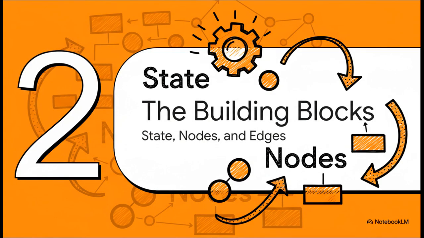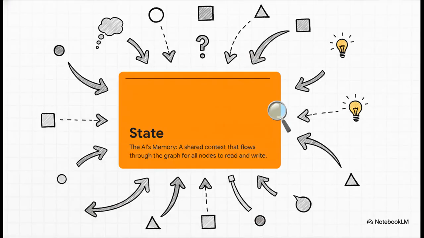To really get how LangGraph pulls this off, we've got to look under the hood at its three main parts, what they call state, nodes, and edges. First up, we've got the state. The easiest way to think about this is as the AI's short-term memory. It's like a scratch pad. It's this one central place that holds all the important info for the task, the original question, anything it's found along the way, you name it. And every single part of the graph can read from it and write to it.